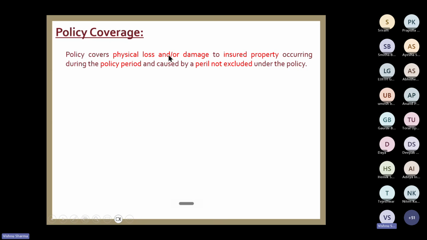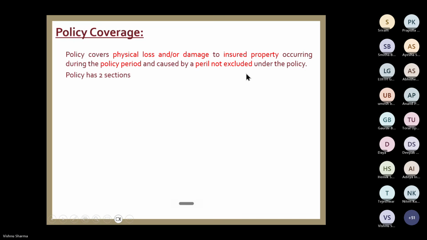There has to be a physical loss or damage. To what? To the insured property, project property, with the accident happening during the policy period. And the fourth is the peril is not excluded under the policy. The clause should be admissible. Then only the loss is paid.